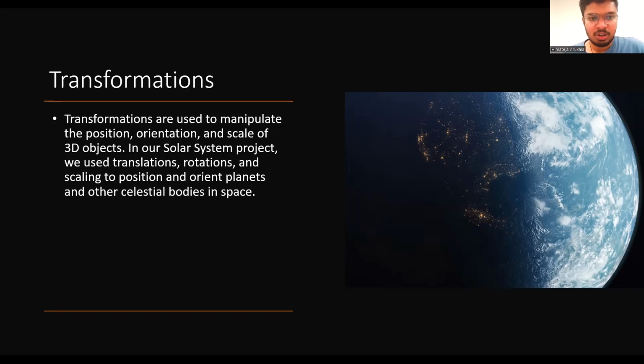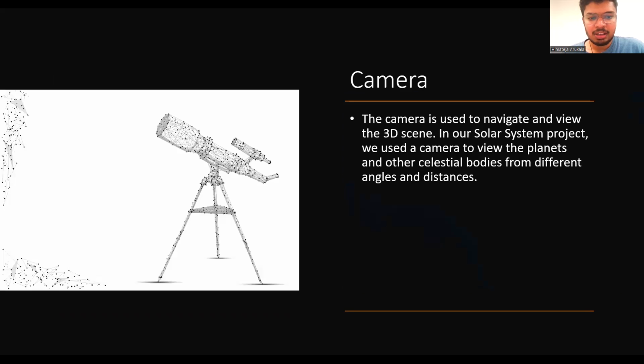Next, we are going to discuss the camera. The camera is an essential tool in computer graphics used to navigate and view 3D scenes. In our solar system project, we utilized a camera to view the planets and other celestial bodies from different angles and distances. By manipulating the camera position and orientation, users were able to explore the solar system.